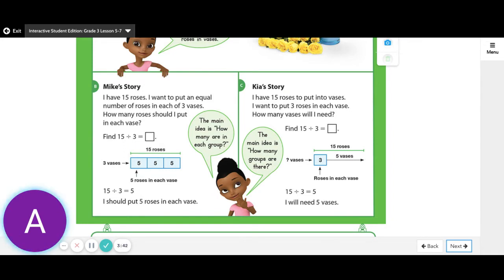So they thought about how many are in each group. Now the next one, they thought about how many groups there are instead. I have 15 roses to put into vases. I want to put 3 roses in each vase. How many vases will I need? 15 divided by 3. So they know with 3 in each group, they didn't know how many groups. So they did 15 divided by 3 equals 5. So they will need 5 vases. So we can think about how many are in each group, or how many groups are there.